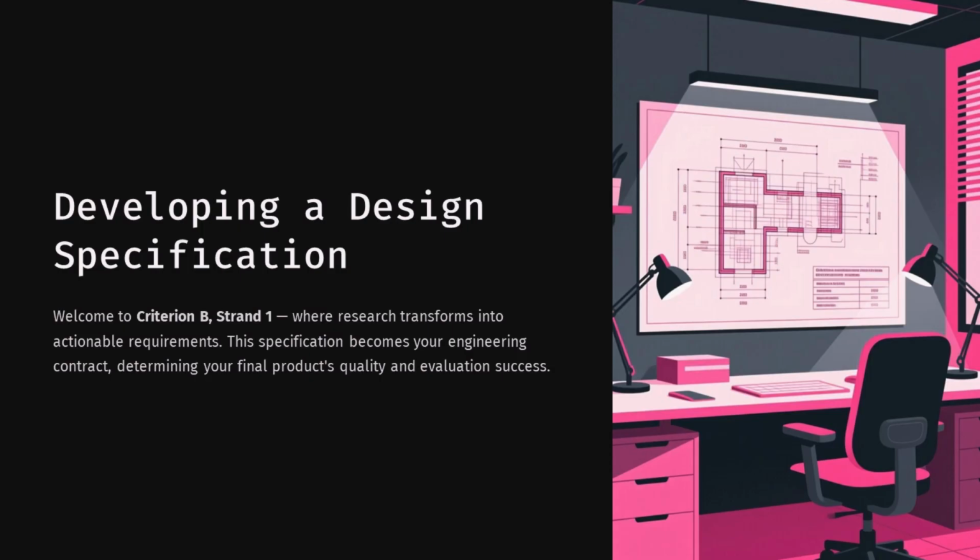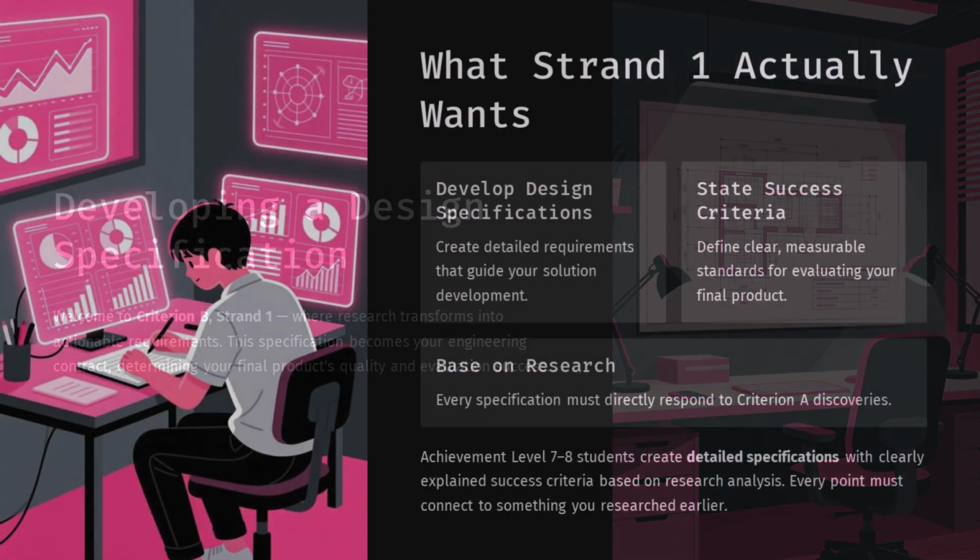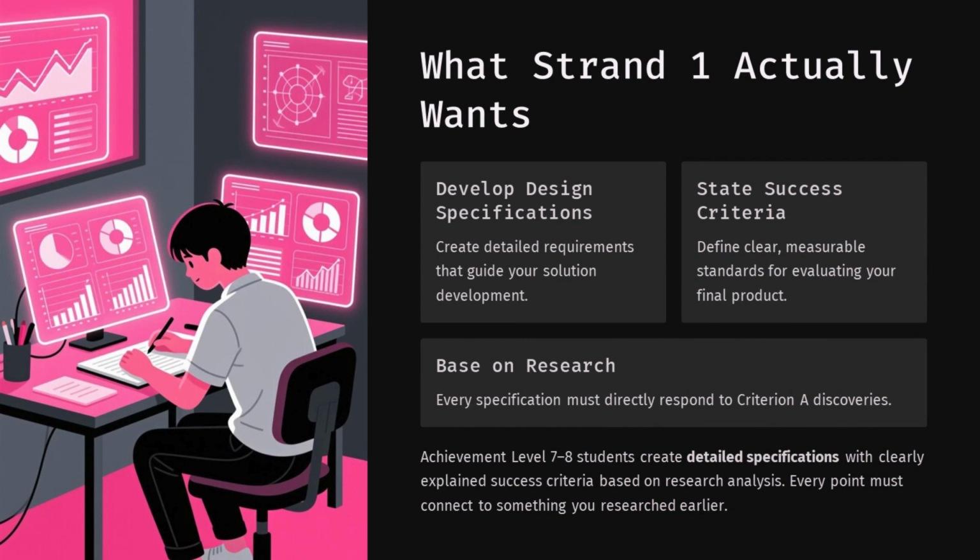What is a design specification? A design specification is a clear list of measurable success criteria that your final solution must meet. Think of it this way. In Criterion A, we were explaining the need. Now in Criterion B, Strand 1, we transform the research into rules your solution must follow. These rules will later be used in Criterion D to evaluate your final product. Without a strong specification, your design ideas become random and the evaluator cannot measure success. A design specification answers the question, what must the final solution achieve in order to be considered successful?